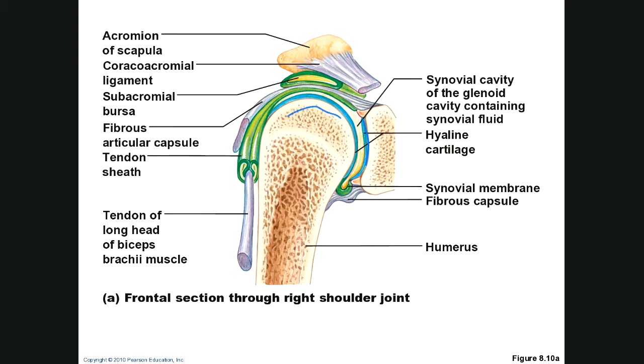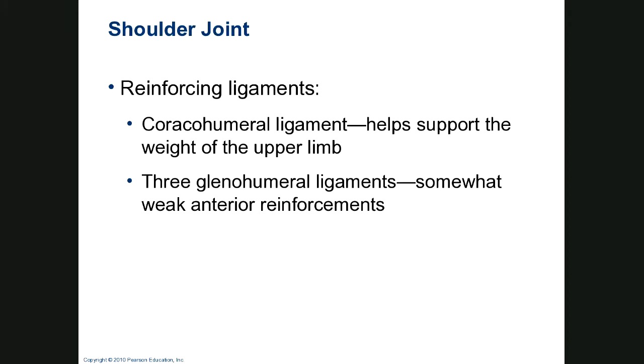You can see we have the acromion and the coracoacromial ligament here, subacromial bursa, sheath. So there's a lot going on here in our shoulder. It has reinforcing ligaments, coracohumeral ligament and 3 glenohumeral ligaments.